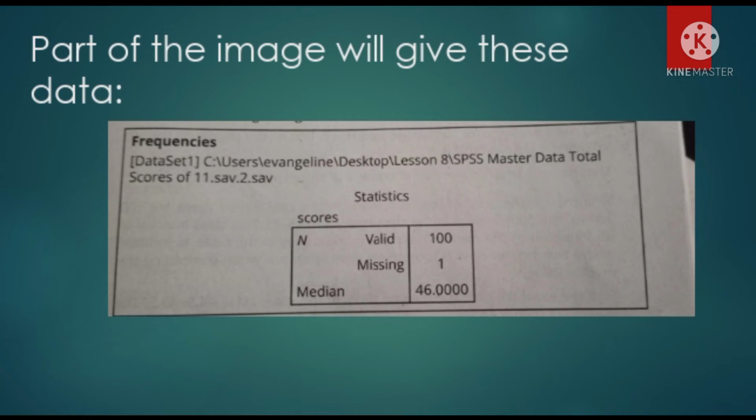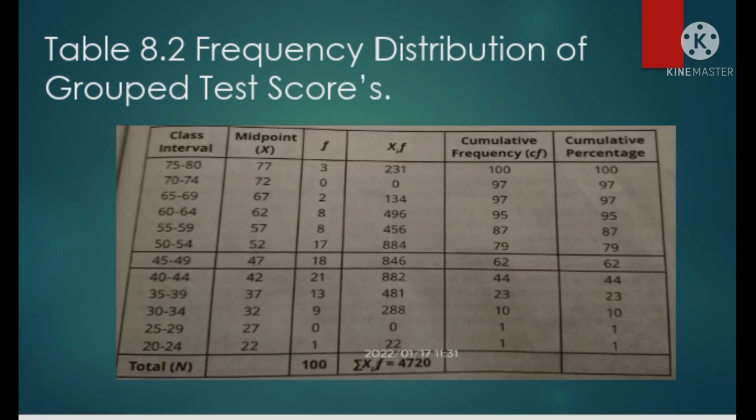Again, how do you work it out in the conventional way? Either you can rank 100 scores, which takes time, or you arrange the scores in a frequency distribution as shown here. Next, table 8.2, the frequency distribution of group test scores. We have class interval, midpoint, f, fx, cumulative frequency or CF, and cumulative percentage.